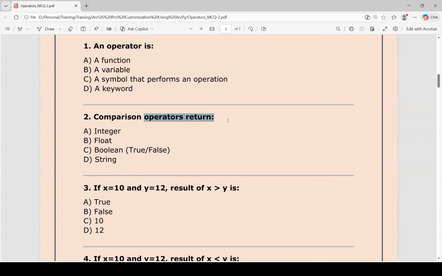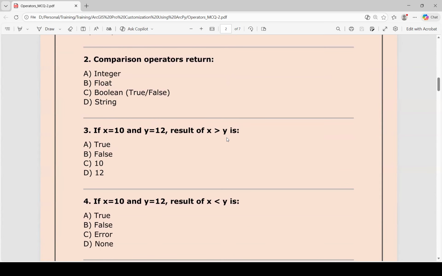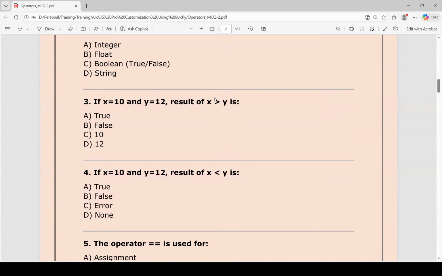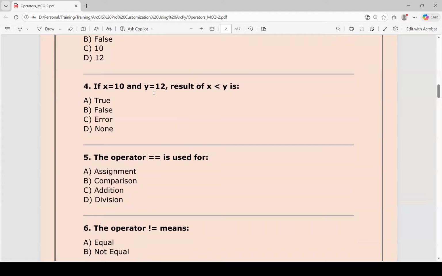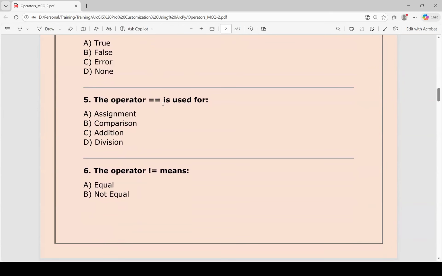Comparison operators return what? True or false, only true or false. If x is equal to 10 and y is equal to 12, x is greater than y, what will it return? False. X is equal to 10 and y is equal to 12, x is less than y. True. The operator used for comparison operator.